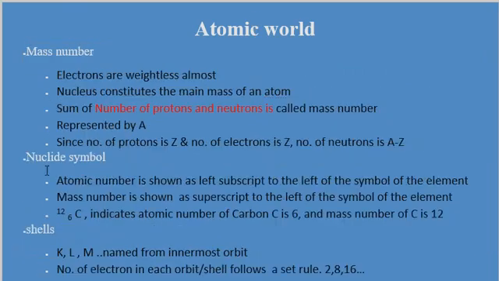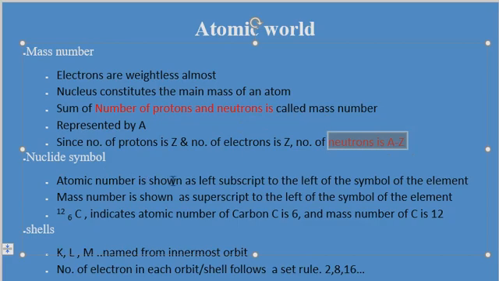The number of protons plus neutrons is called the mass number. It is represented by A. Z is the number of protons, and A is protons plus neutrons. So the number of neutrons is A minus Z. Proton is Z, proton plus neutron is A, so proton plus neutron minus proton is nothing but neutron. That is A minus Z.